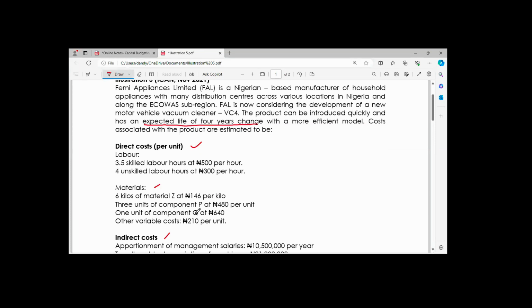All right. So without wasting more time, let's quickly go back to our working note to solve this question.